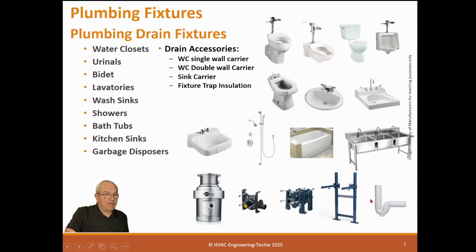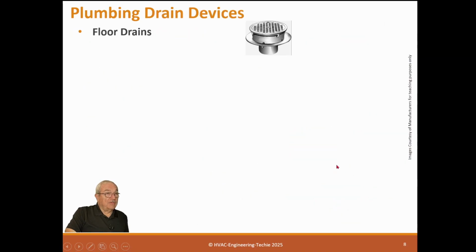Underneath you have fixture traps, and sometimes in cold weather, these will drip, these will condensate because the sewage and the water is warmer than the air, and they will condense. So you insulate those so they don't drip on the floor.